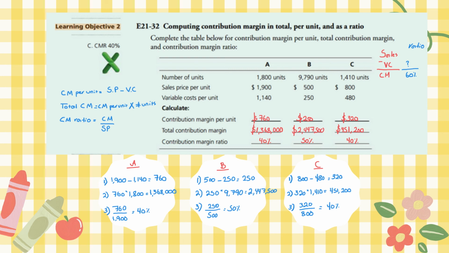Sales ratio is always 100%. Why? Because sales divided by sales, it's 1, it's 100%. So what's going to be the variable cost ratio? It's going to be 40%. Okay, hope that it's clear.